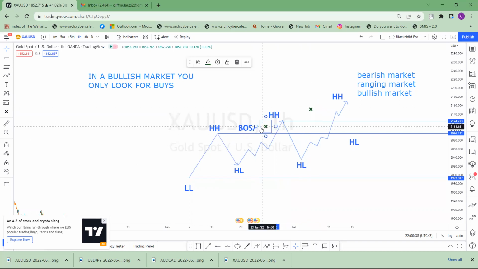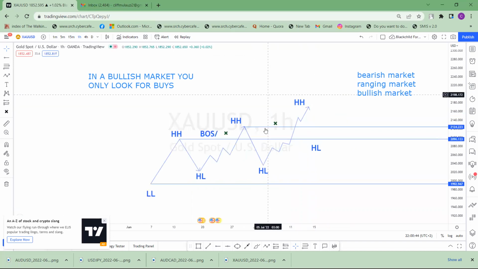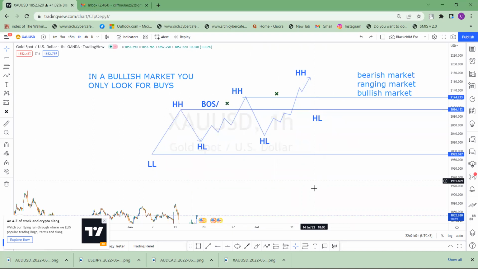Break of structure. Just a reminder, the X is representing break of structure, which means this structure has been broken. In this case, you can see that we're creating higher highs, higher highs, higher highs going to the upside. The opposite is true.